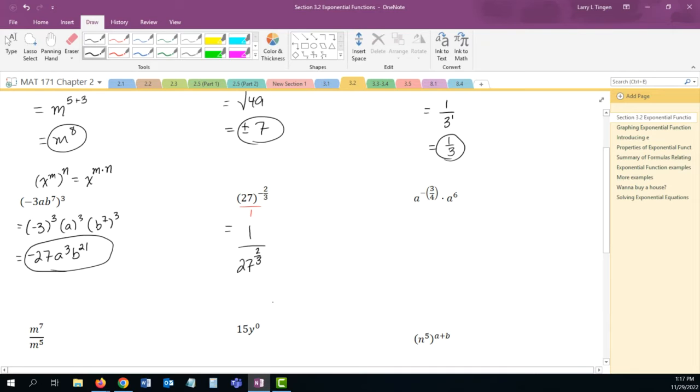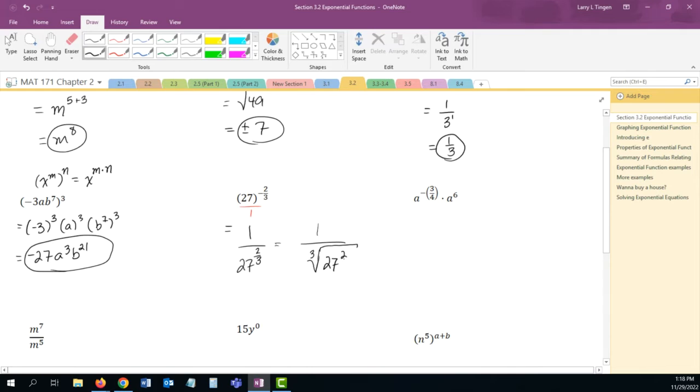Don't like angled fractions. Raised to the 2/3. So the denominator of a fractional power tells me the index of the root. The fact that it's 2/3, because that 3 is on the bottom, means this is a cube root. And then the numerator is the power that you raise the number to. Number 2.